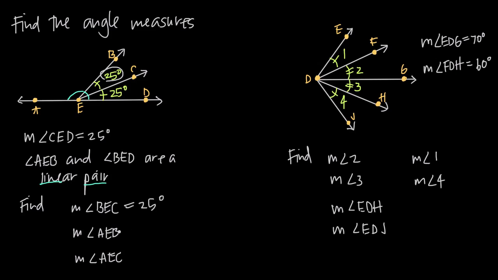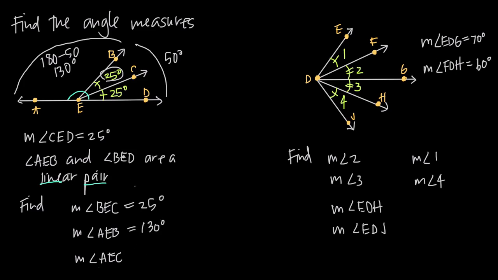What about angle AEB? Well, that's AEB right here. We know that these two angles, AEB and BED, are a linear pair. Since we know that the total of these two right here, 25 plus 25, is 50 degrees, and we know that the total is 180, that means that this measurement right here has to be 180 minus 50, which is going to be 130 degrees. So we can say this is going to be equal to 130 degrees.